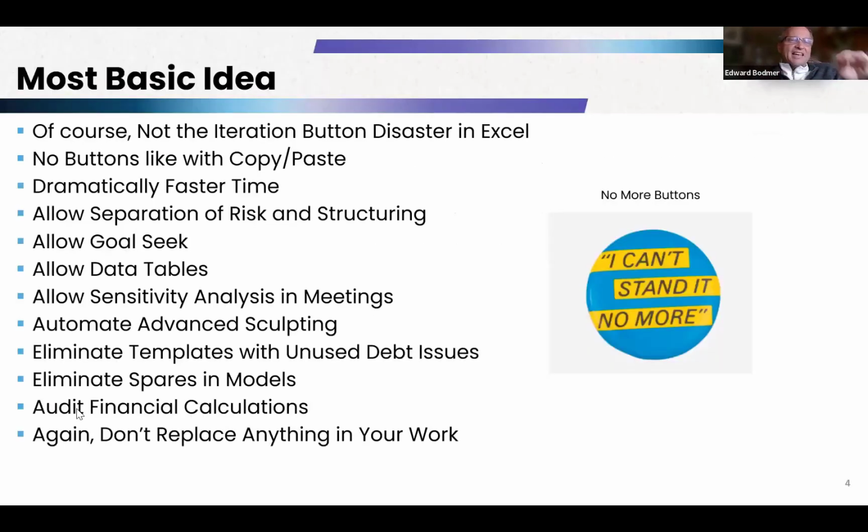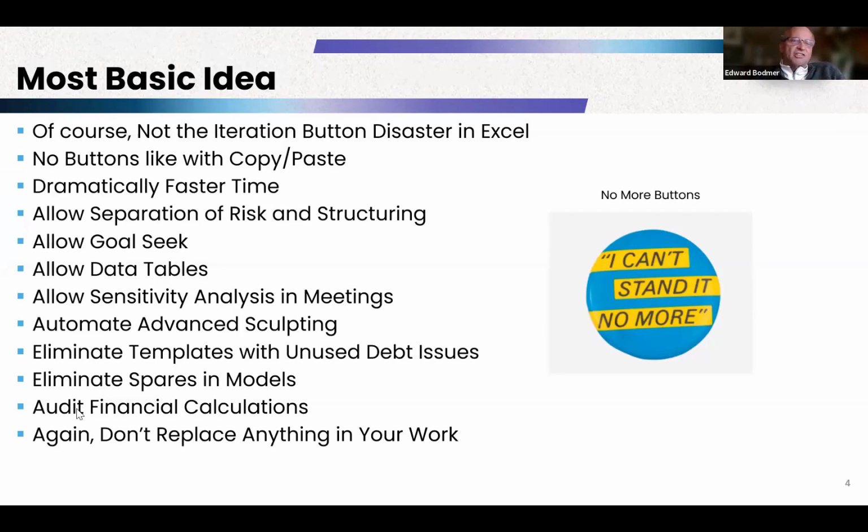Now, the basic idea, I don't want to repeat too much. There are no buttons here, faster time, separating risk and structuring. This will allow you, instead of a copy-paste method where you'd have to write your copy-paste, put a goal seek around it, and then do a goal seek, copy-paste, goal seek, the data tables, everything's back to Excel without any circular reference. Really, the whole thing came from circular reference. It allows you, hopefully we'll show you that in just a minute, to do sensitivity analysis in meetings.